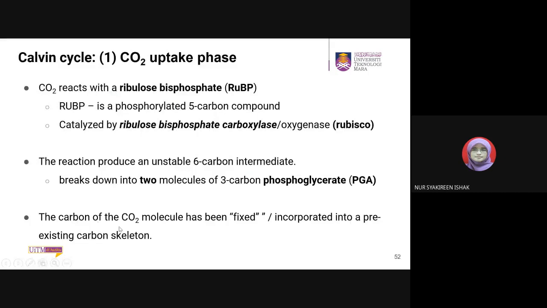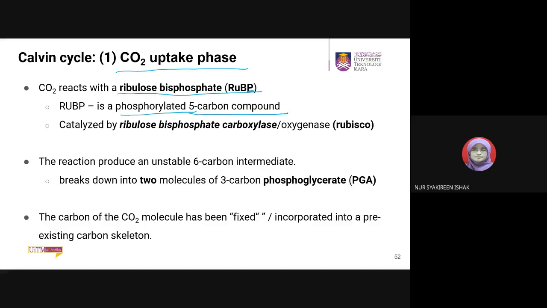So phase 1, carbon dioxide uptake or carbon fixation. So carbon dioxide will enter into the Calvin cycle, which occurs in the stroma, and combine with RuBP. It reacts with RuBP, ribulose bisphosphate. It is a phosphorylated 5-carbon sugar. Dia ada phosphate dalam compound tu. Okay. So the reaction is catalyzed by enzyme ribulose bisphosphate carboxylase or oxygenase, or short form as Rubisco.